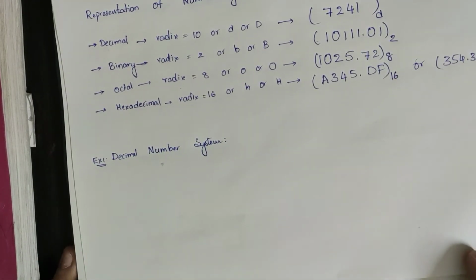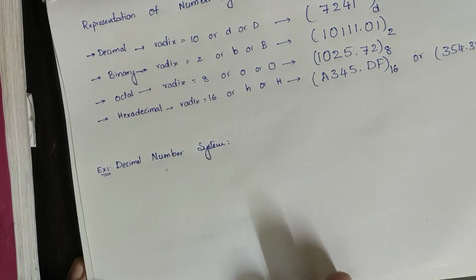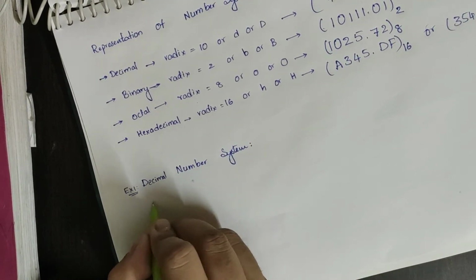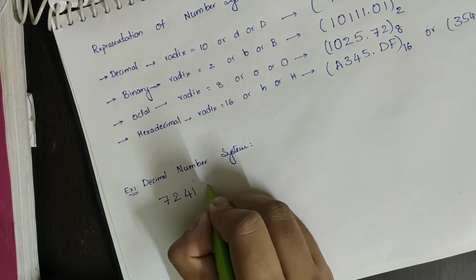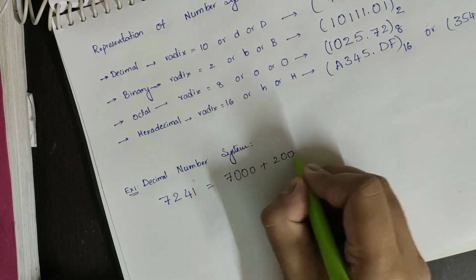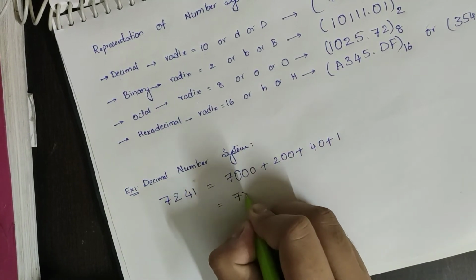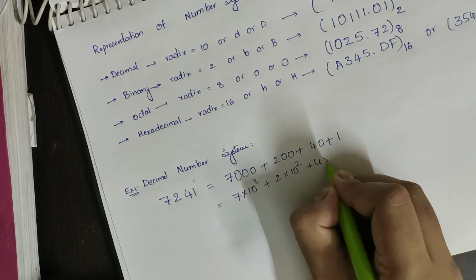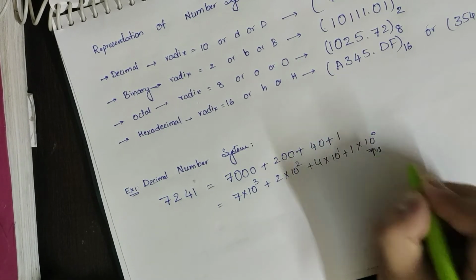Then we'll see some examples under the decimal number system. The decimal number system is the most common number system that we have been using from our childhood. Let me have an example. We have already taken an example, 7,241. How do we represent this? 7,000 plus 200 plus 40 plus 1, isn't it? That means it is 7 into 10 power 3 plus 2 into 10 power 2 plus 4 into 10 power 1 plus 1 into 10 power 0, that is equal to 1.